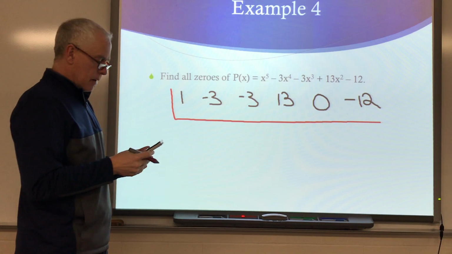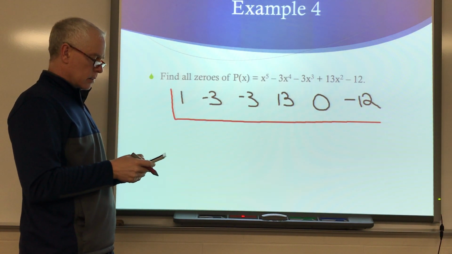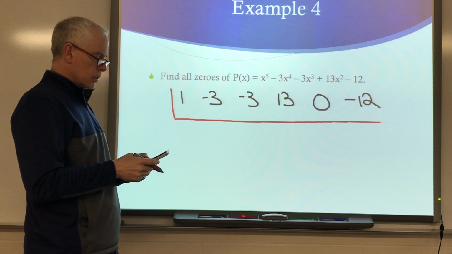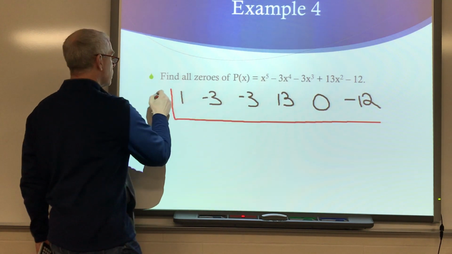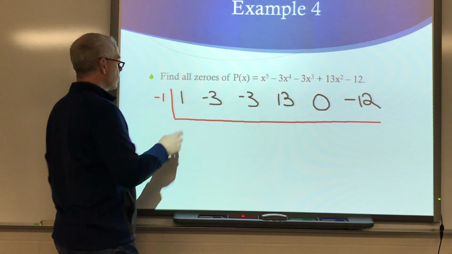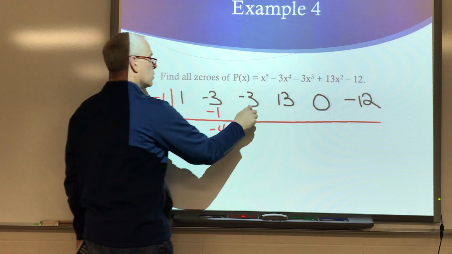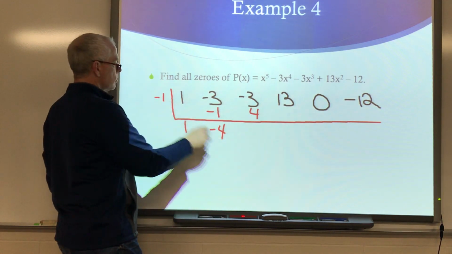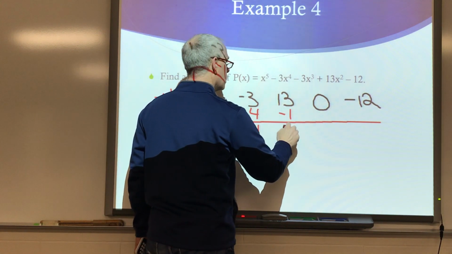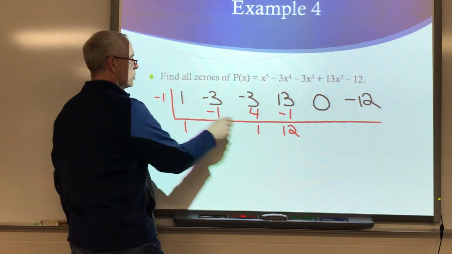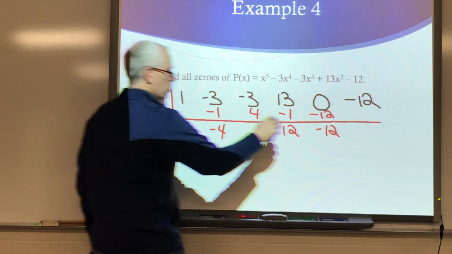So I'm looking at my graph, and I clearly cross at -1. If you're not 100% sure, you can check your zero, your table as well. So I'm going to go in here and I'm going to test -1. So, okay, again, multiplying, add these up, I get 1. Multiply, I get -1, that's a 12. Multiply, I get -12. Multiply, and I get +12.